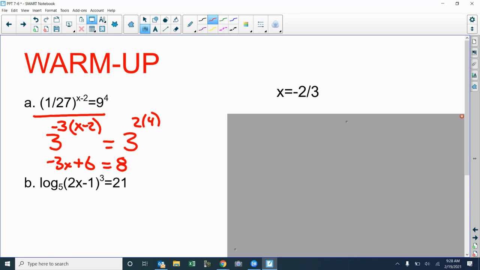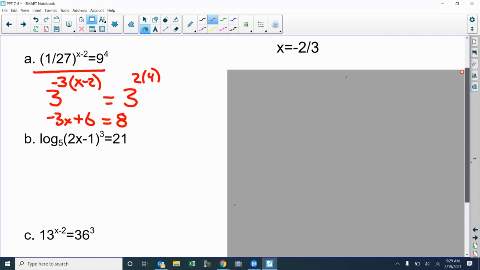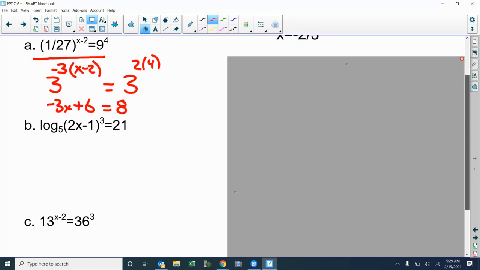So first thing on that letter B is I'm gonna do something with that 3. What do I wanna do? Bring it out front because I can do that with logs, then I can divide by it. Again, we're just kind of practicing. We're gonna do that last one down there also.